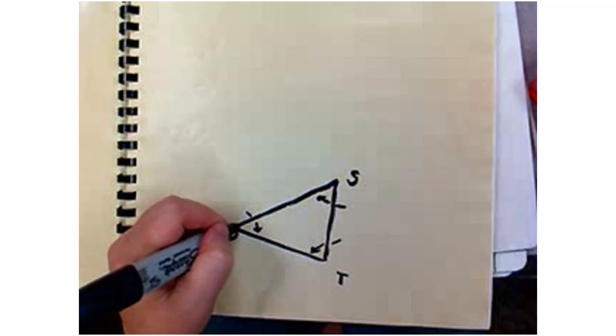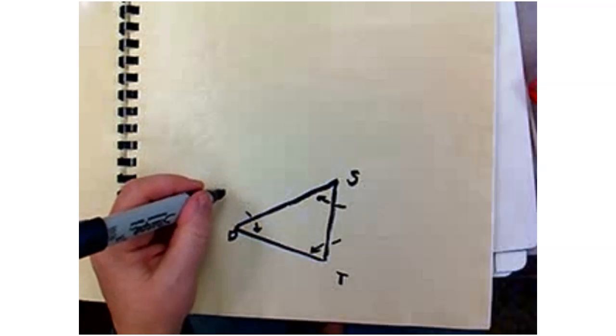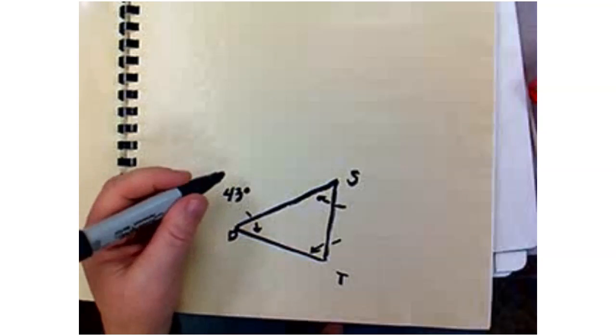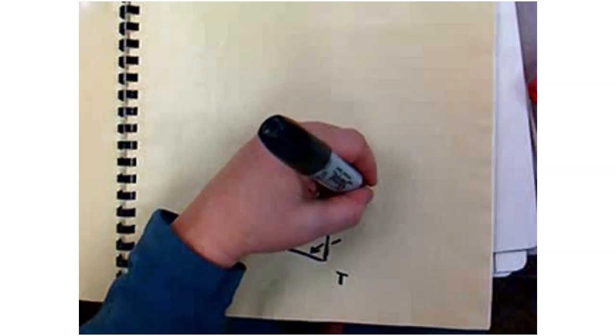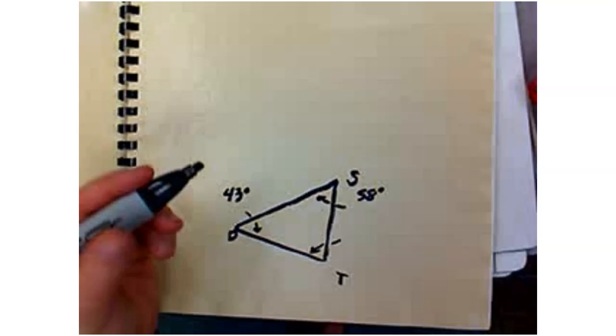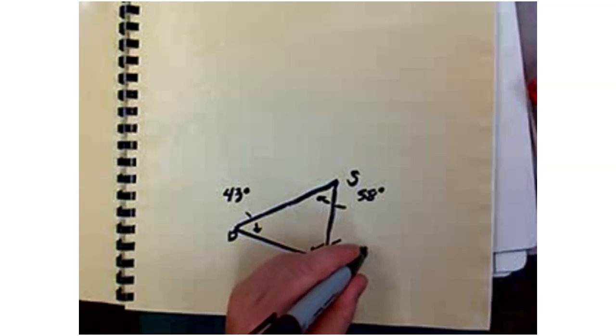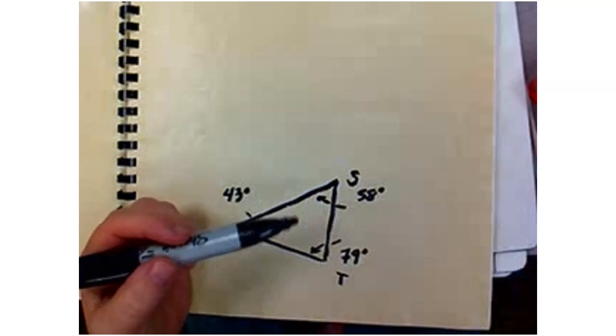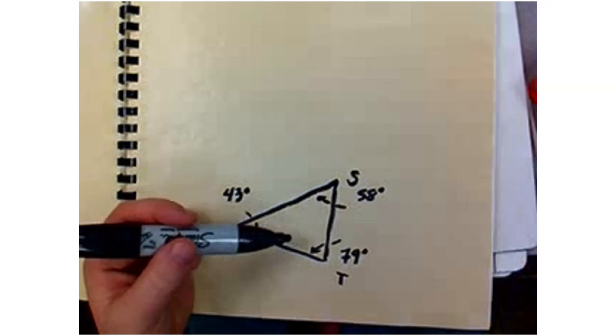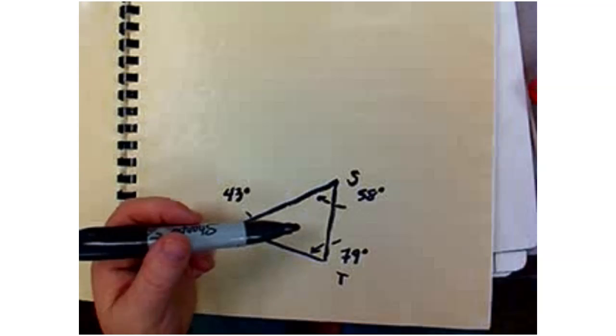At vertex D, it's 43 degrees. At vertex S, it's 58 degrees. And at vertex T, off to the right, it's 79 degrees. There are little light arrow indicators pointing into those. They're not congruency arcs in this situation.